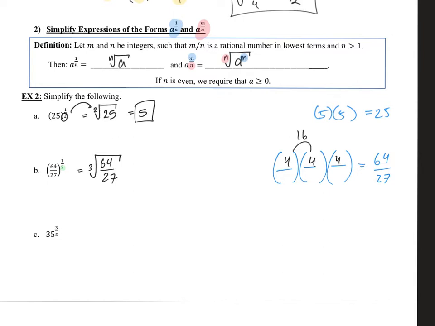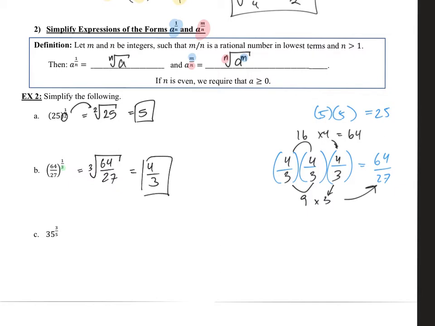4 times 4 is 16, and then 4 times the last 4 will give me the 64. Now, what number times itself 3 times would give me 27? That is going to be 3. 3 times 3 is 9. Multiply in the last 3, and we get the 27. So the cube root of 64 divided by 27 is 4 over 3.